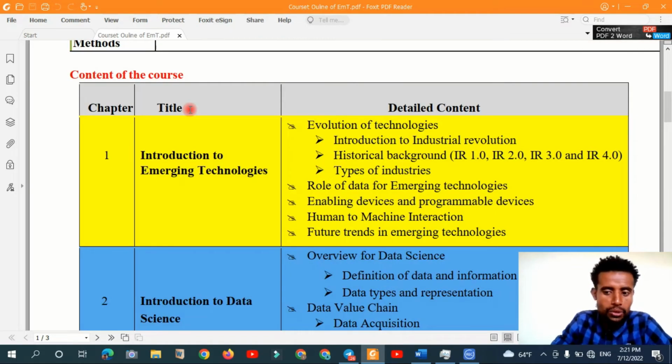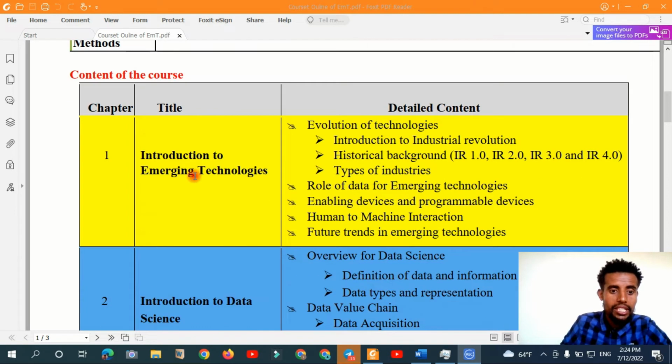When you come to the content, the course contains 7 chapters, in which the first chapter is Introduction to Emerging Technologies. So we'll start this chapter by defining the term technologies, the term emerging, and the term emerging technologies. The dictionary meaning of emerging is something that is developing, something that is growing. And technology is nothing but the practical application of knowledge.